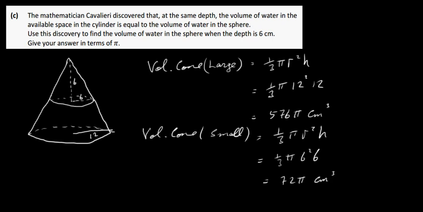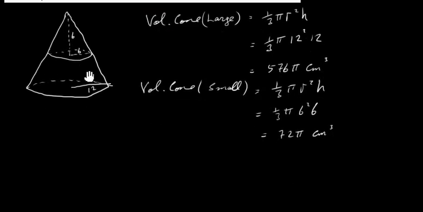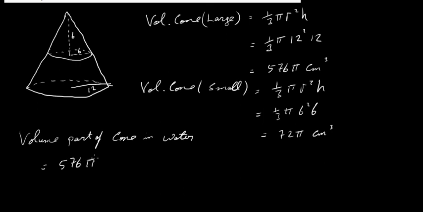Okay, so that means the volume of our frustum here, this part of the cone here, so the volume then of the part of the cone in water, if you like, is going to be equal to 576 pi minus 72 pi. So that just gives me 504 pi centimeters cubed. Okay, so we have the volume of this part of the cone that's in the water.